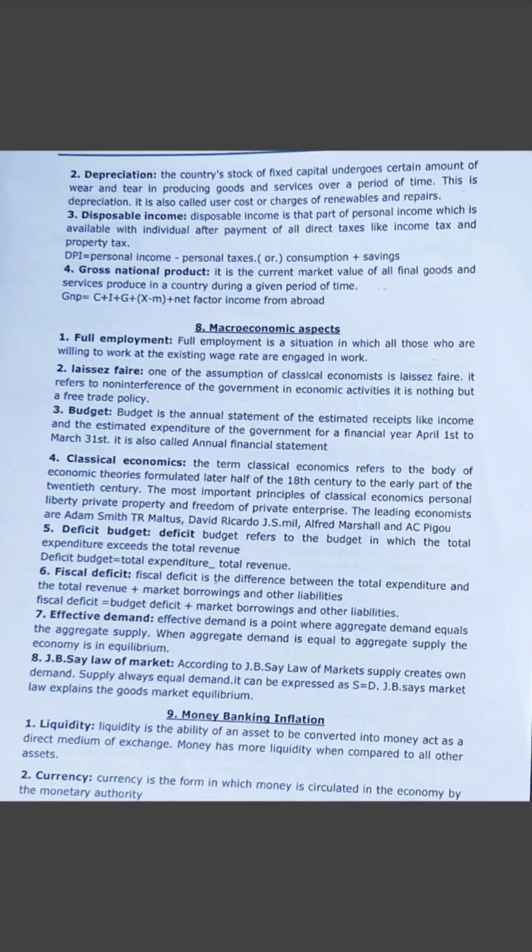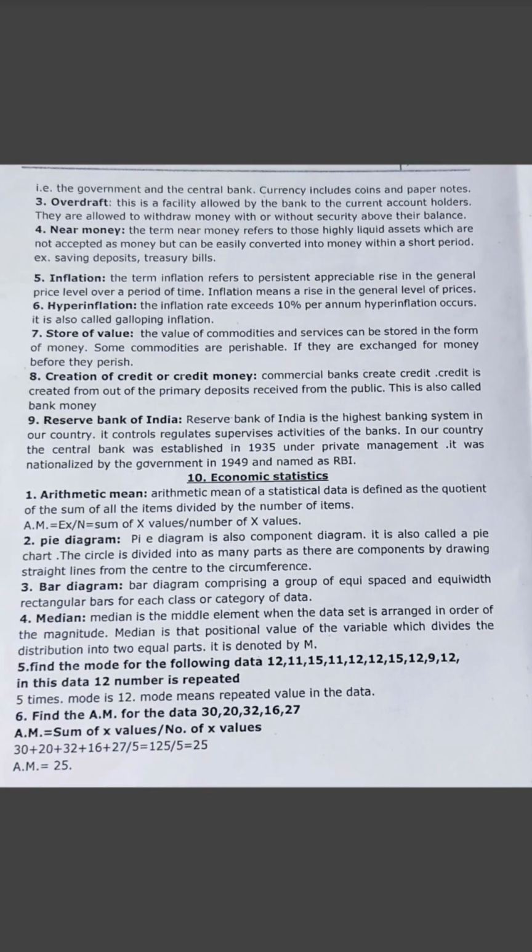And ninth chapter, money and banking. Liquidity. Liquidity is the ability of an asset to be converted into money to act as a direct medium of exchange. Money has more liquidity when compared to all other assets. Currency. Currency is the form in which money is circulated in the economy by the monetary authority like the government and the central bank. Currency includes coins and paper notes.